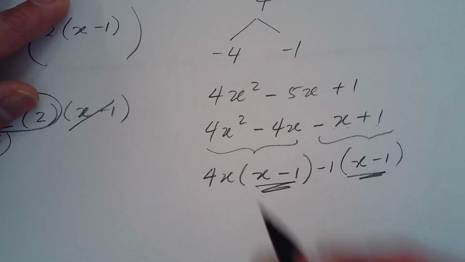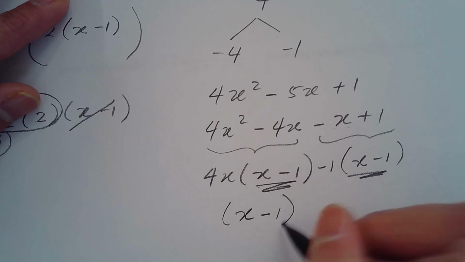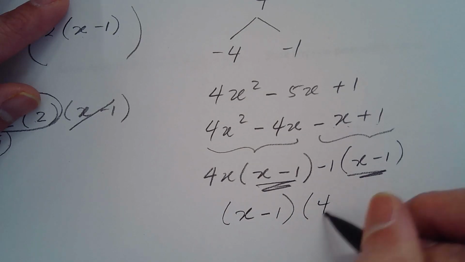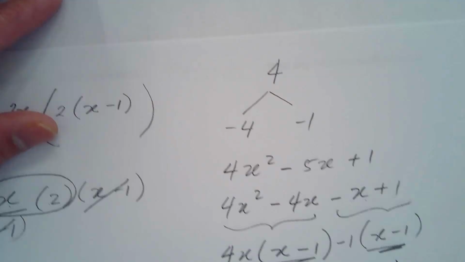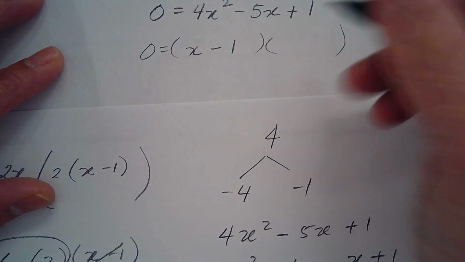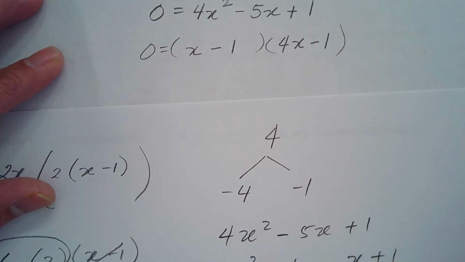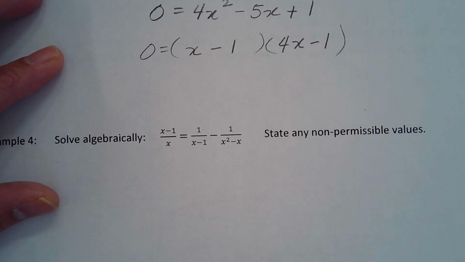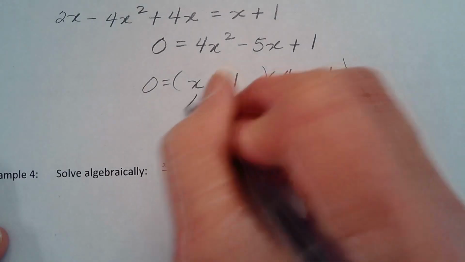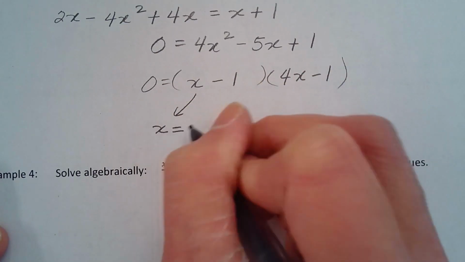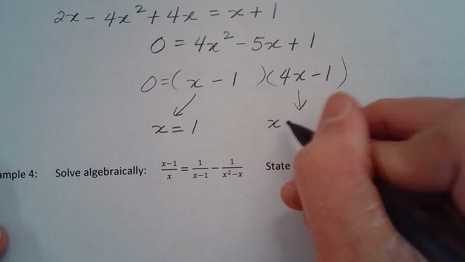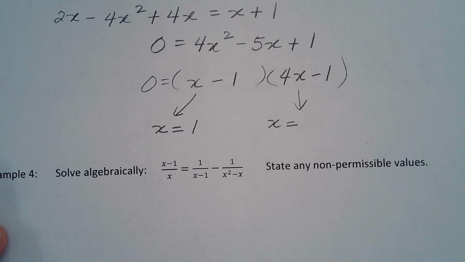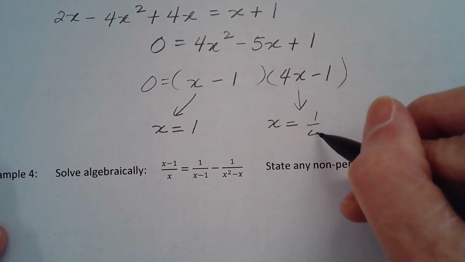X minus 1 is a common factor between those two. Factor those out, and then 4x minus 1. So the factored form of that is x minus 1 times 4x minus 1. So what's our solution? The solution is x equals 1, and the other one is x equals 1/4. Is everybody okay with 1/4?